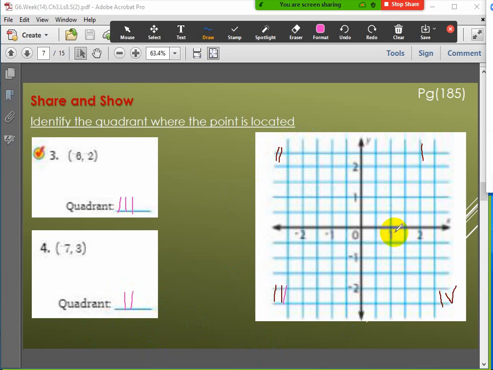Did you finish, girls? Just type 1. I think it's very easy. Just write the number of the quadrant only.